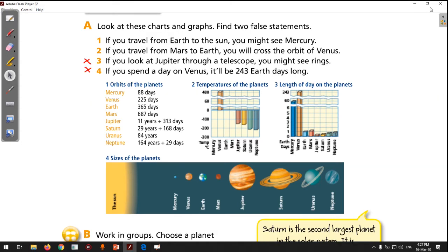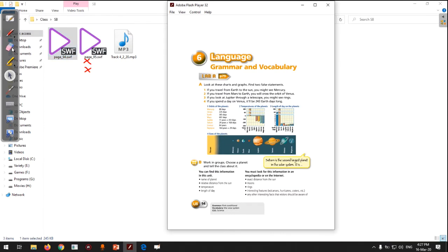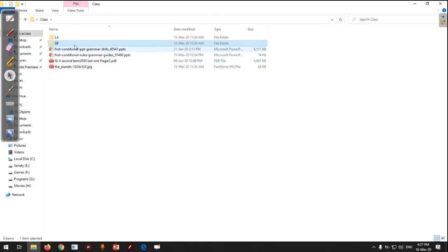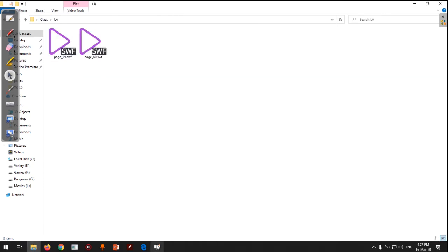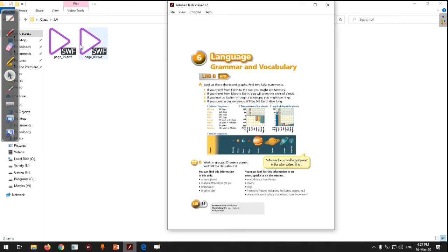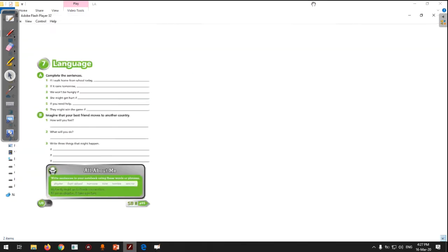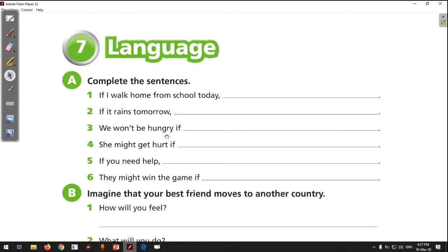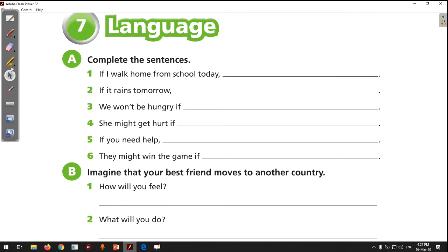Okay, so let's go back to the language activity book. Gonna open it on page 80. Okay, we're gonna complete the sentence. I'm gonna do one for you and you have to do the rest for yourself. If I walk home from school today, for example, we're gonna finish with a future simple: I will be tired.